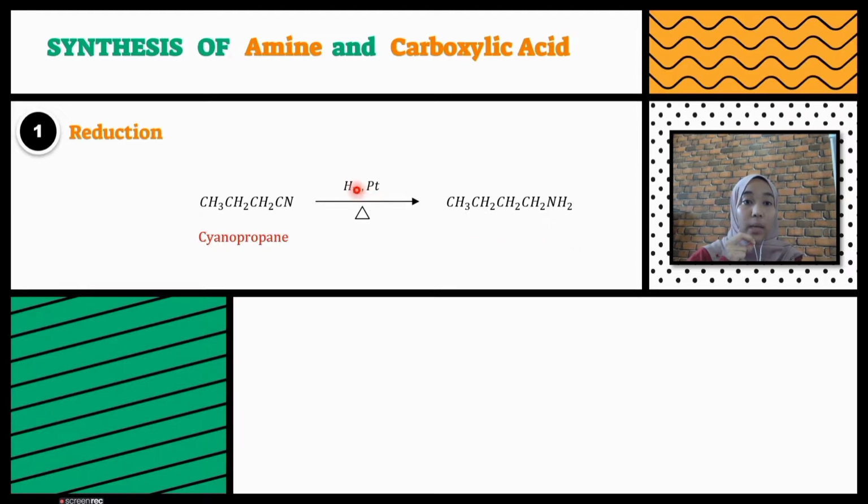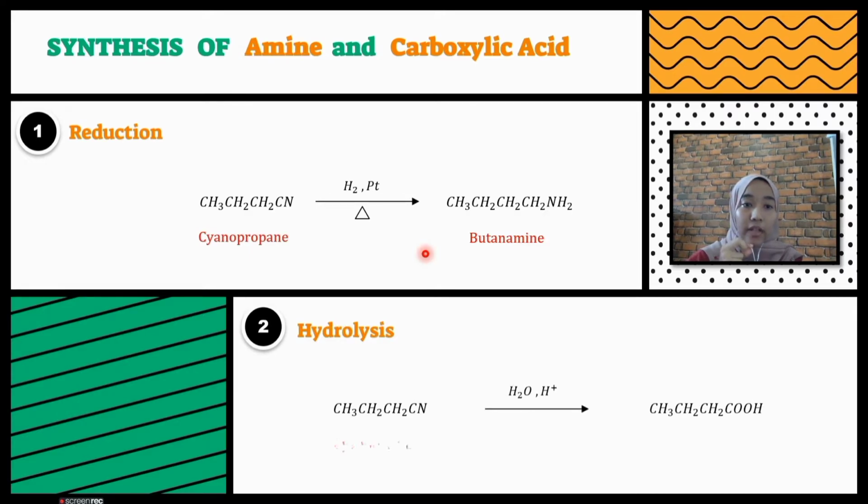So it will react with hydrogen with platinum catalyst under heat condition. But for the information, we could also use other reagents such as ether and H3O+. And for the catalyst, we can also use either platinum, palladium, and nickel. But as you can see here, I choose to use platinum for this reaction. And then the last product will form, which is butanamine.